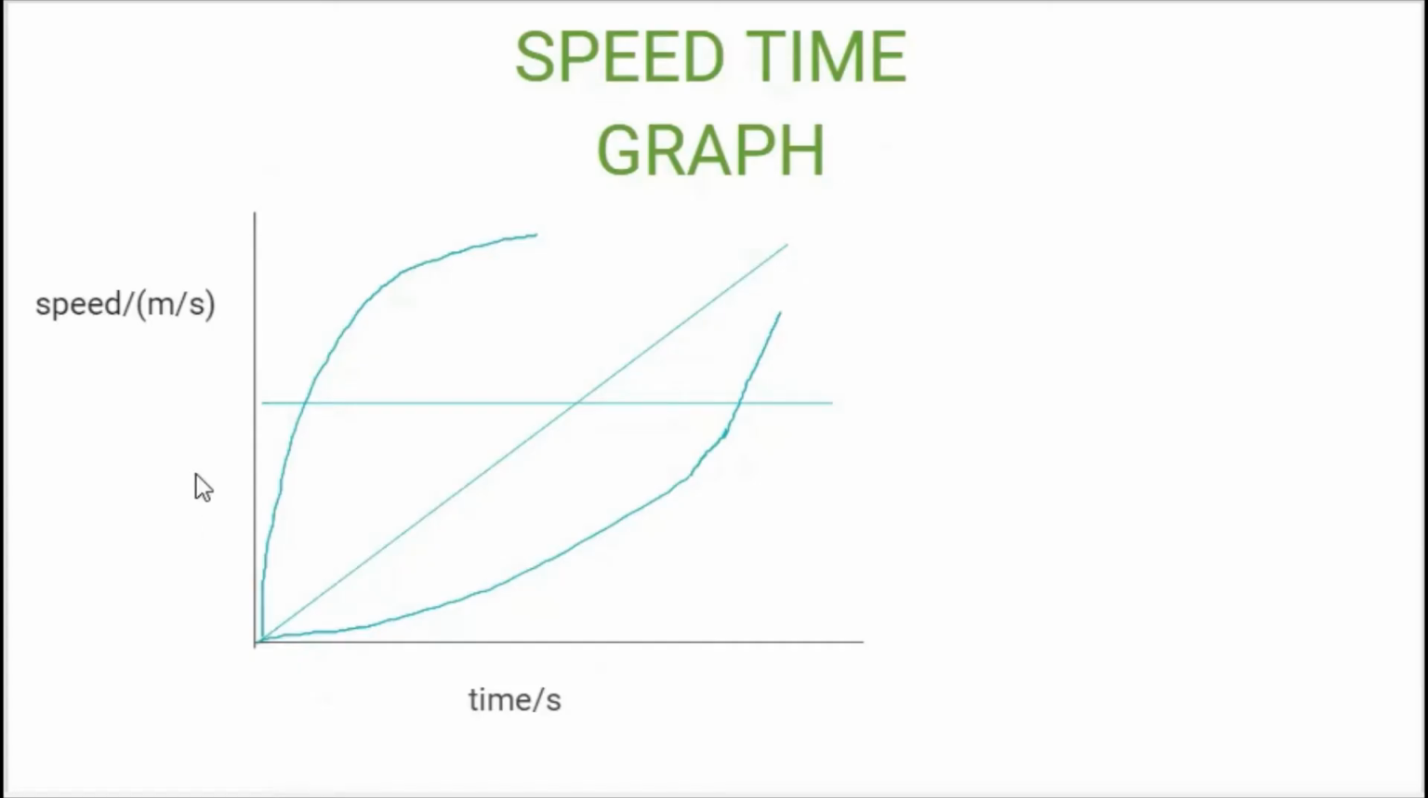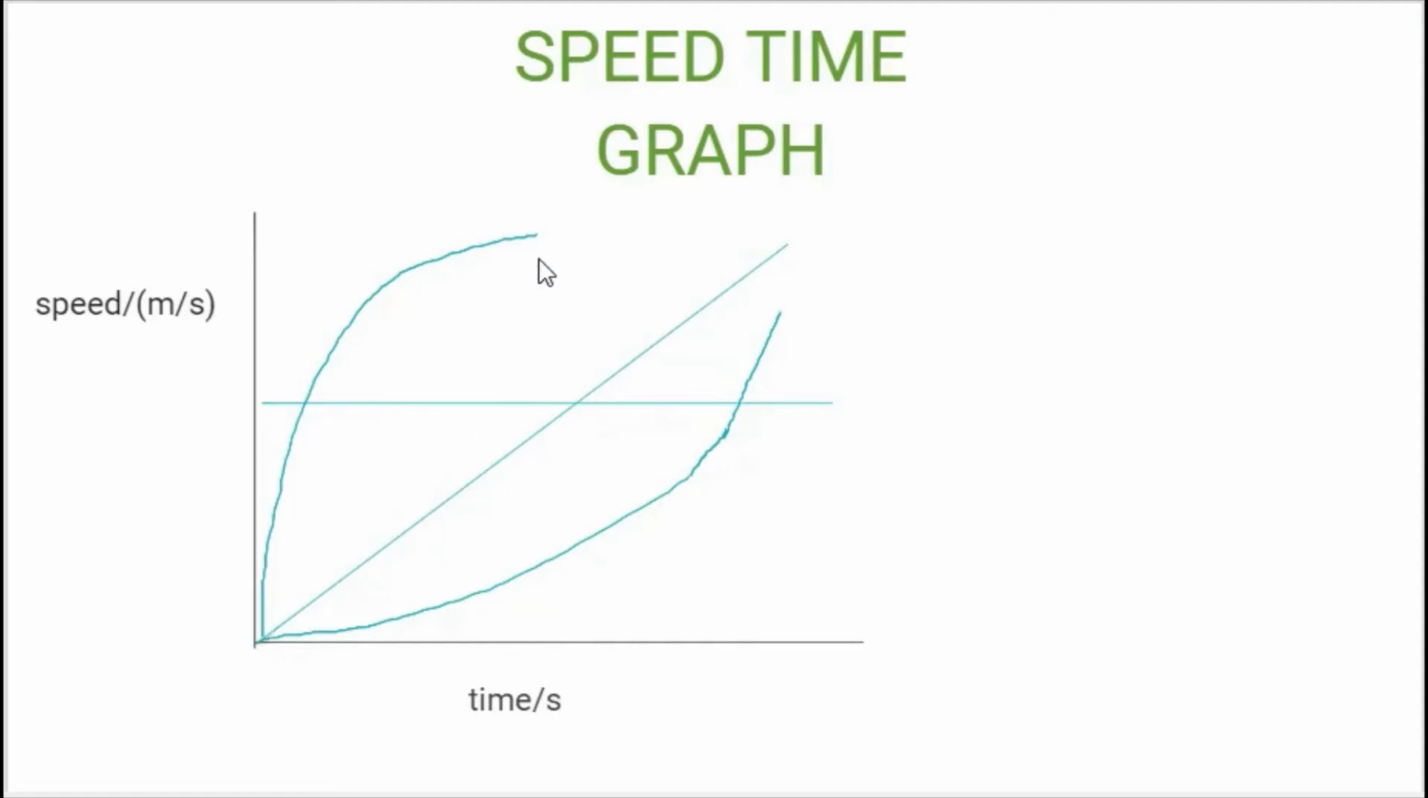Hello everyone, welcome back. Today I want to talk about the speed time graph. So we have the speed on the y-axis and time on the x-axis. The straight line that runs from the origin upwards is constant acceleration. The one that is parallel to the x-axis is zero acceleration.